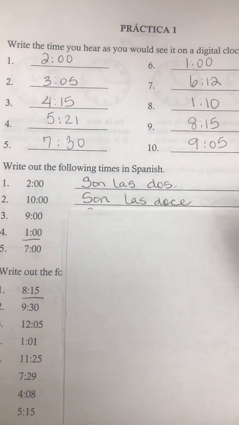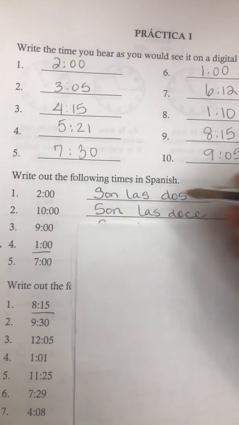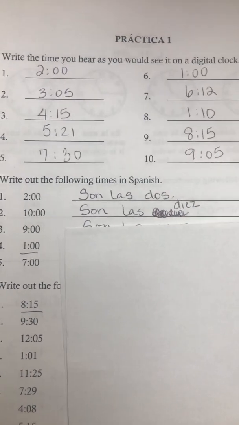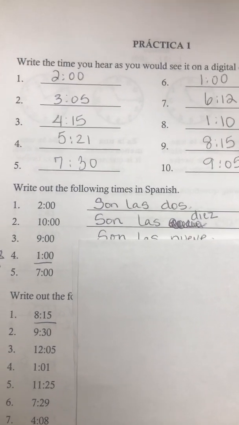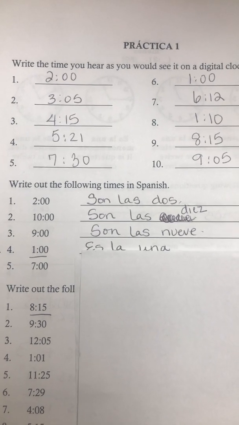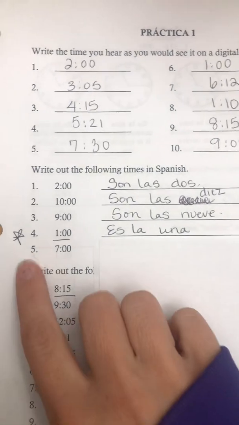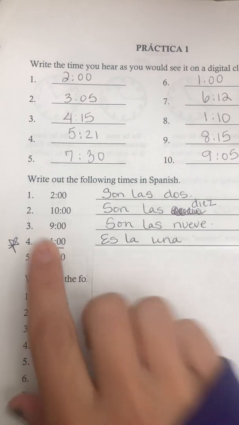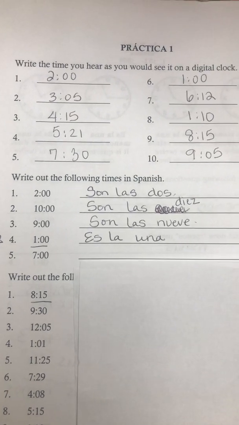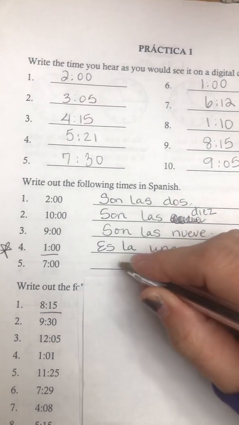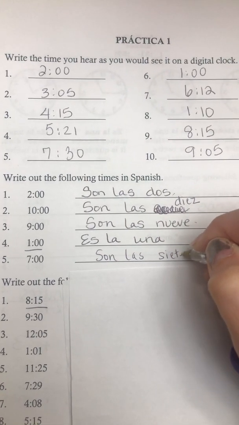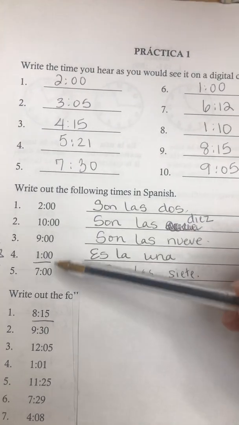Number 2, son las, ooh, I made a mistake. Son las 10. See, this is why we check our work. Number 3, son las 9. Number 4, es la una. I put a star by it just because the 1 o'clock hour is the special one. Number 5, 7 o'clock. Son las 7. And for all of these, notice we didn't add the AM or PM on there.